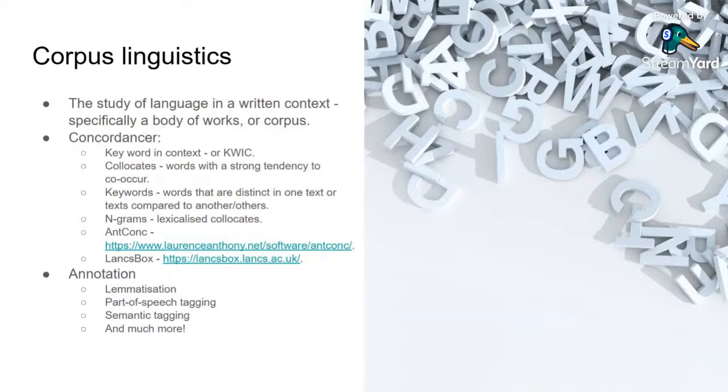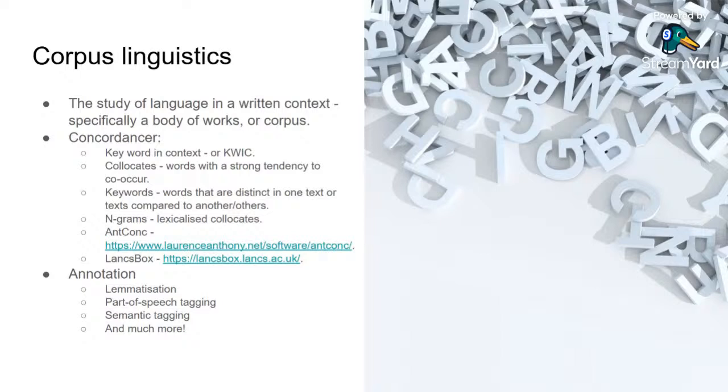There are also keywords, which is a tool I like to use very much. Keywords are words that are found to be statistically distinct in one text sample compared to another. So they can be quite useful when you want to compare two texts and figure out what's different between them. And then there are n-grams, which are collocates that have become lexicalized. These are words that occur so often together that they almost always occur together, things like phrasal verbs, idiomatic phrases, that kind of thing.